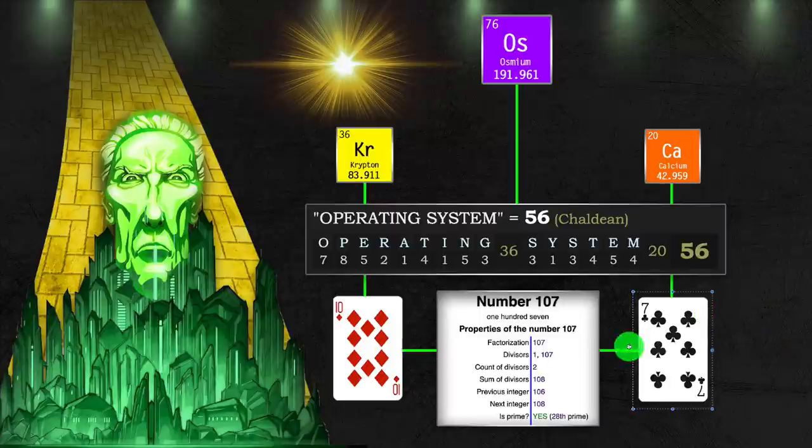So it's the 10 and the 7. And when you bring these two cards together, you get 107. And it's the 28th prime number. Remember how I started this off with Kansas? The geographical center of the United States was Lebanon, which is 28. The zip code was 28.